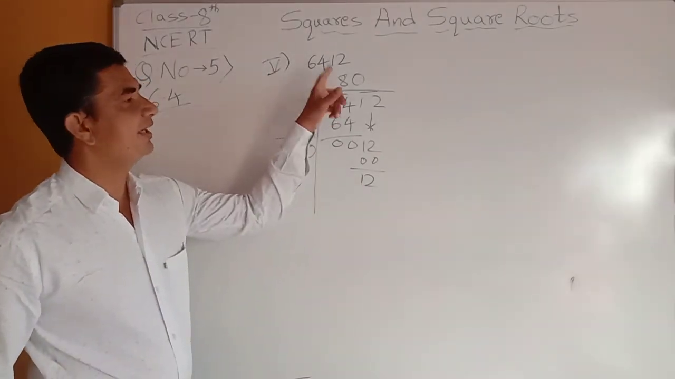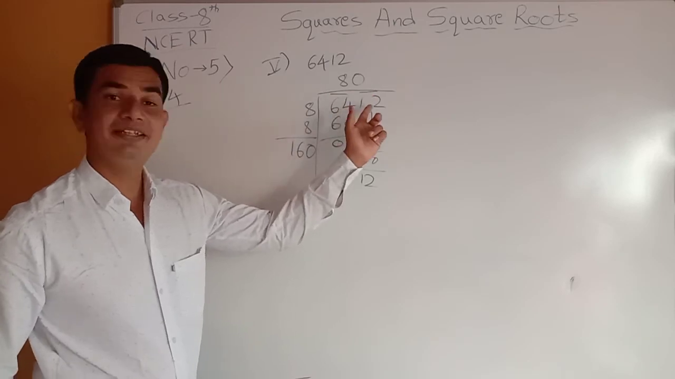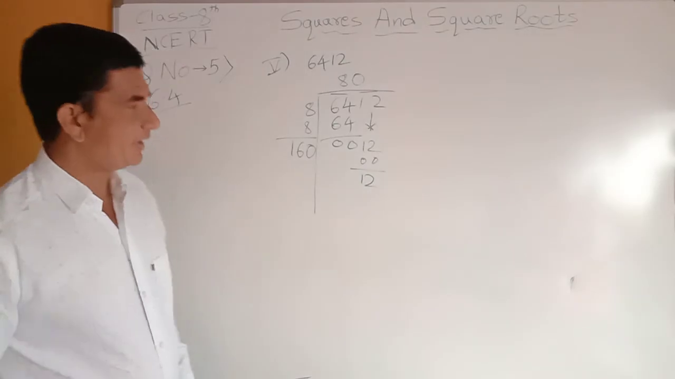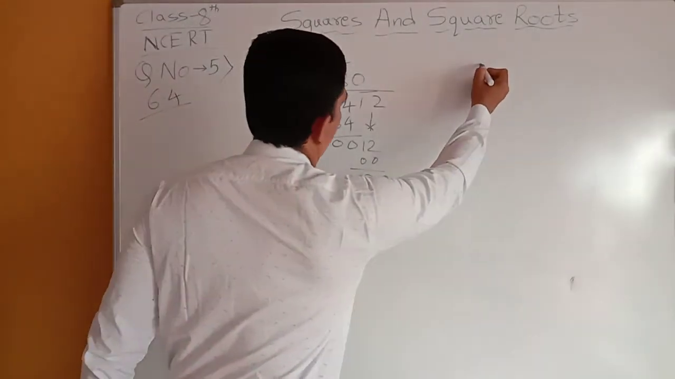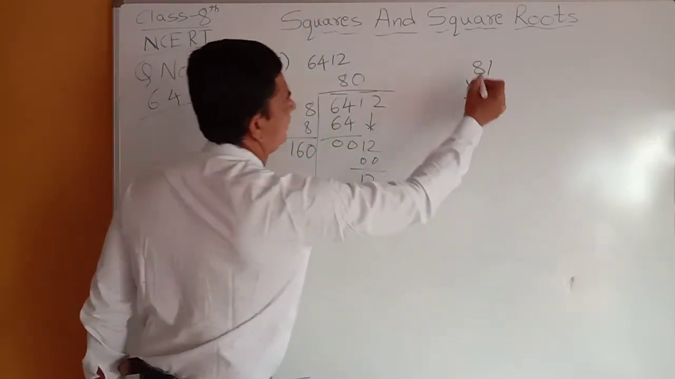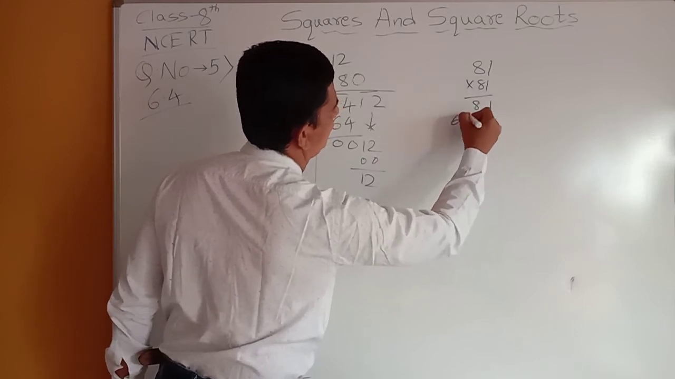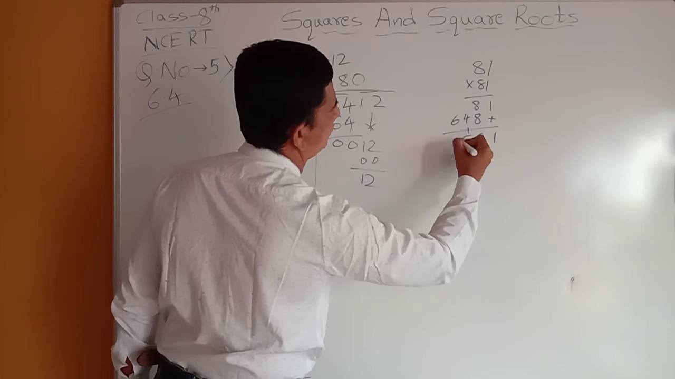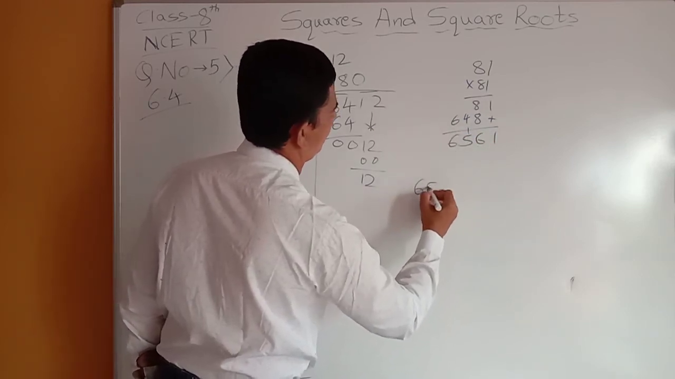So if you multiply 80 into 80, definitely we will get a number smaller than the given question. So what will we do next? The next number is 81. So we have to multiply 81 into 81 now. So 1 1 is 1, 1 8 is 8, 8 1 is 8, 8 is 64. 1 8 plus 8 is 16, 4 plus 1 is 5, 6. So we got here 6561.